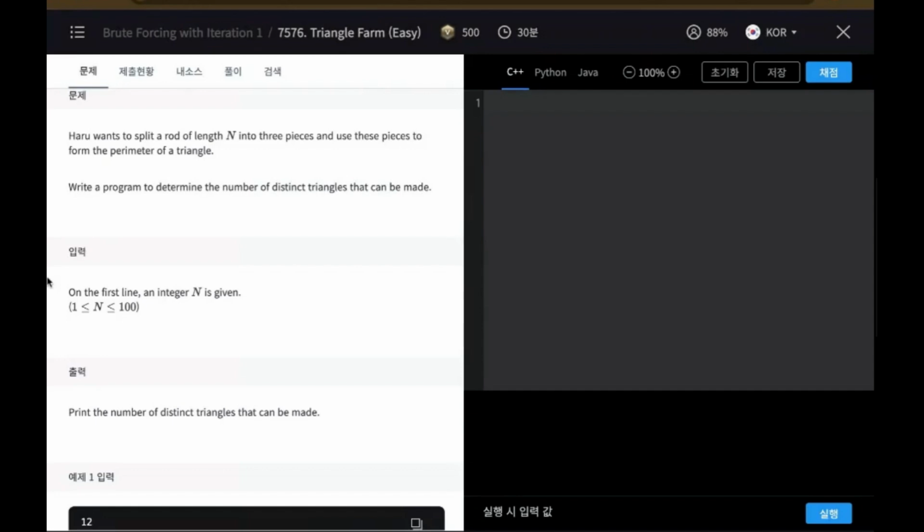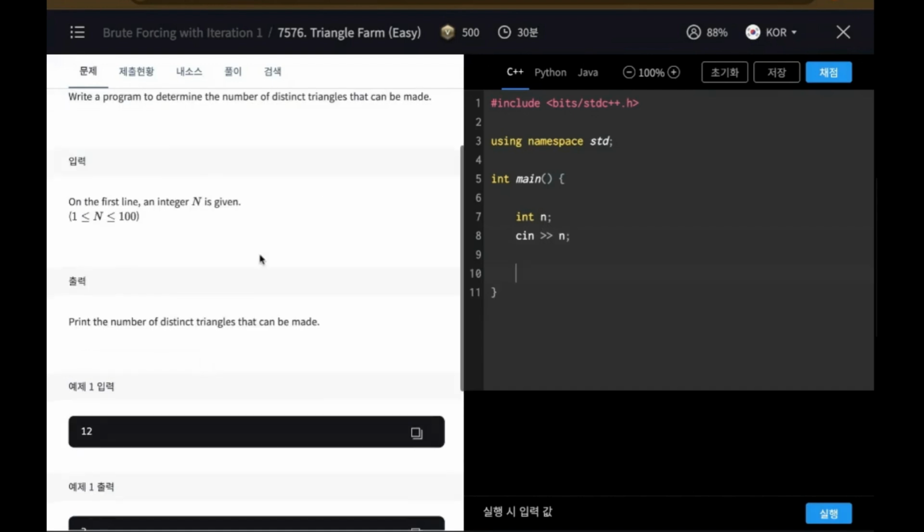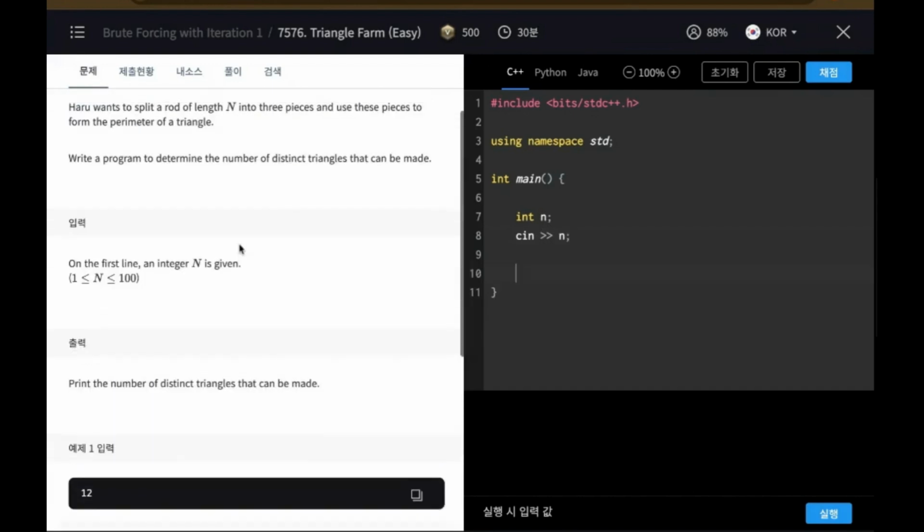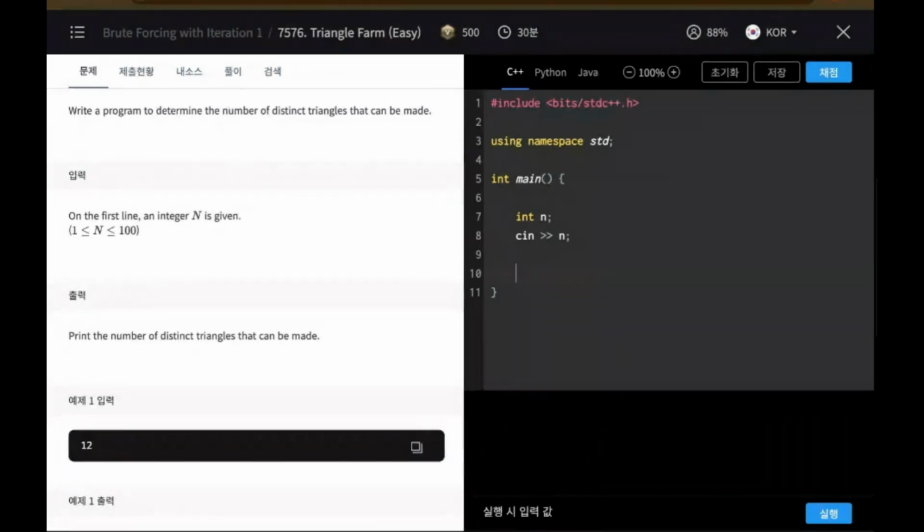Brute forcing means I'm literally implementing what I am saying. So for example, here I'm going to include the header and have my main function, and it's going to give me an integer n. So I'm going to have an n, get the input in there. And what I'm going to do is, it says print the number of distinct triangles that can be made. I can try literally every single combination here.